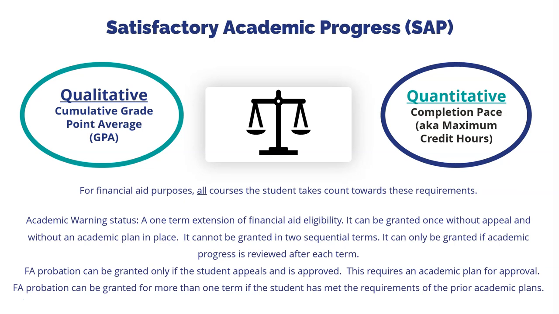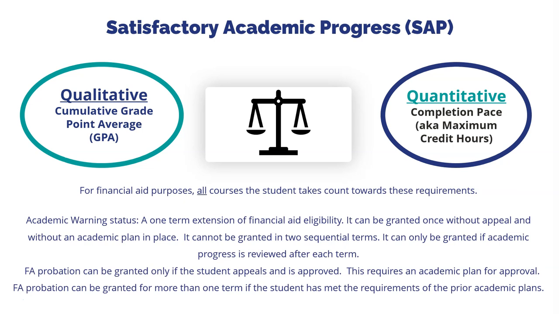Academic warning status. A one-term extension of financial aid eligibility. This can be granted once without an appeal and without an academic plan in place. It cannot be granted in 2 sequential terms. It can only be granted if academic progress is reviewed after each term. You can check on your academic warning status and any other SAP status on your financial aid portal.